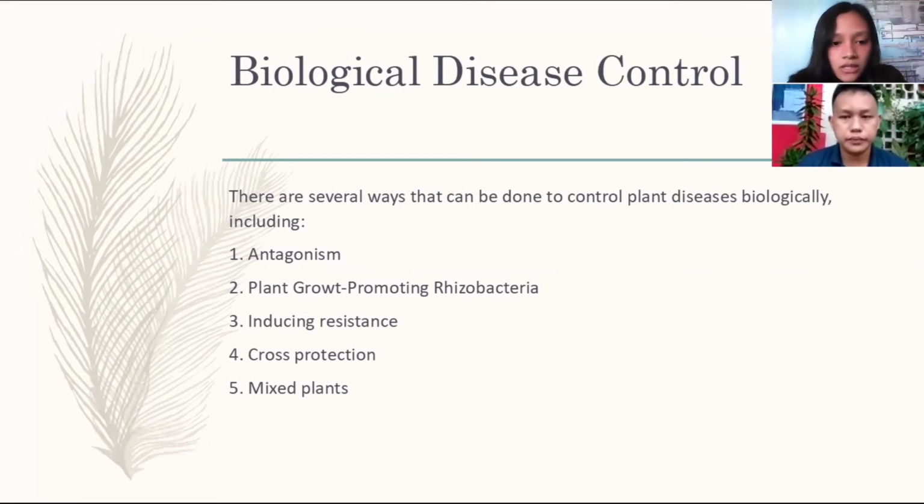The third is inducing resistance. The fourth is cross protection. Plants inoculated with weak virus strains suffer little damage but are protected from infection with strong strains. The fifth is mixed plant.